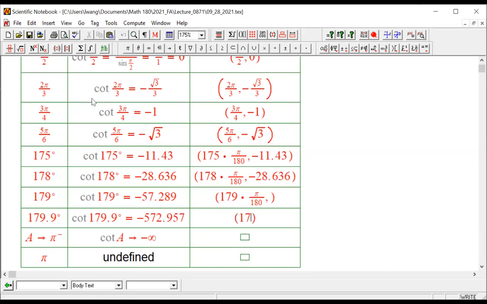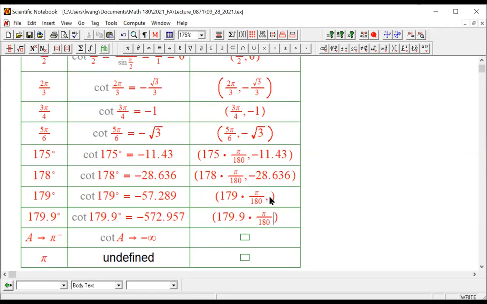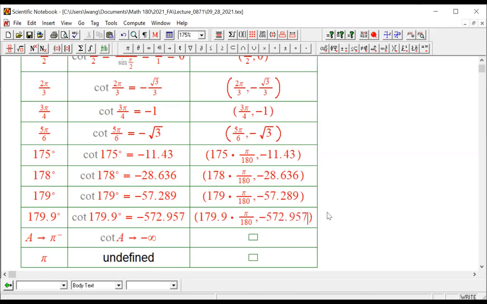This is 179.9 degrees converted to radian. And their output, one is negative 57, and the other point is, for this reason, you know, we prefer radians. In calculus classes, you use radians only. You use radians only. Okay, you better get used to it now.